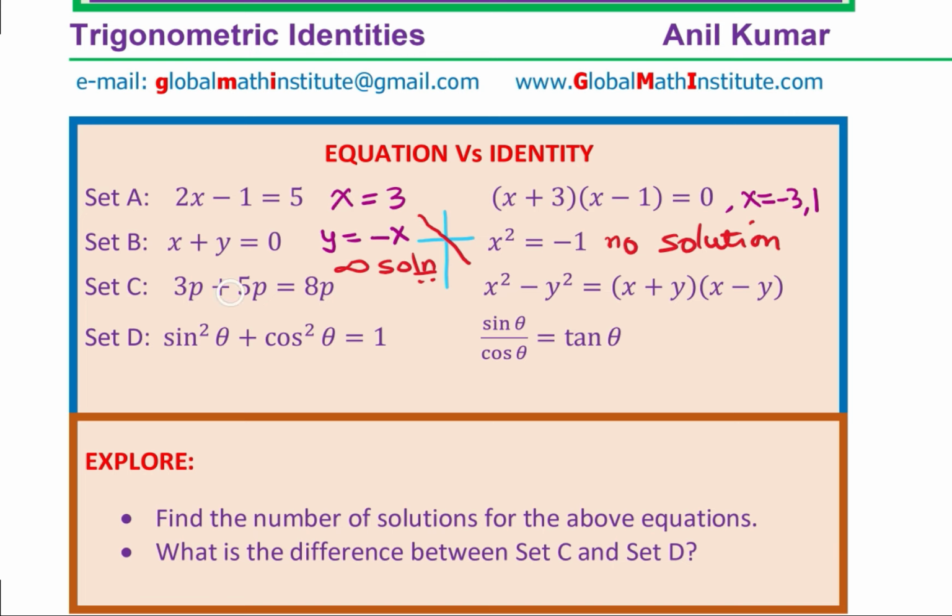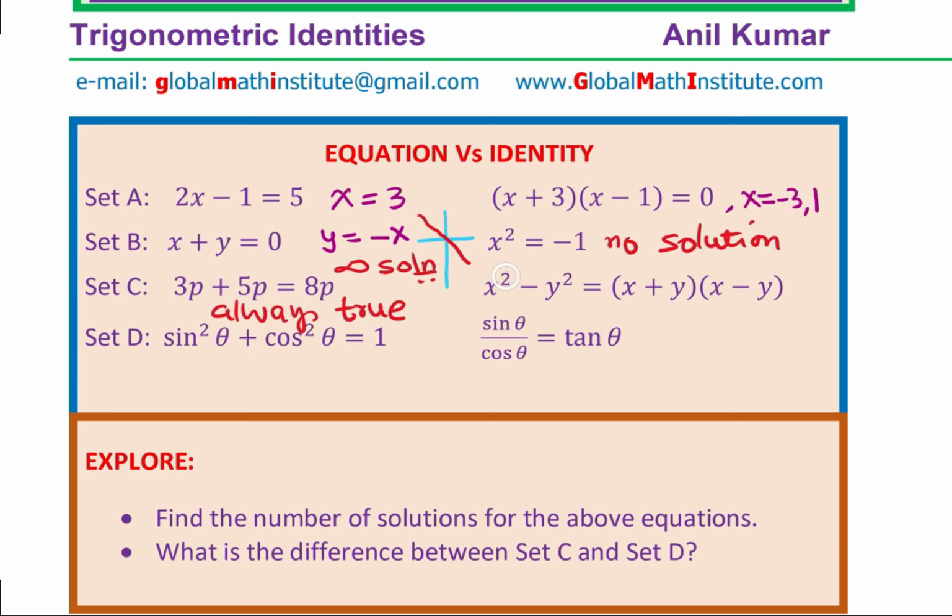What do you think is the difference between set C and D and sets A and B, which we just talked about? Well, here we have written 3p plus 5p is 8p. Now here, p could be anything. We know 3 plus 5 is 8. So this is always true. You see that? So we find that this is always true. It means you could put any value of p, and it will be true.